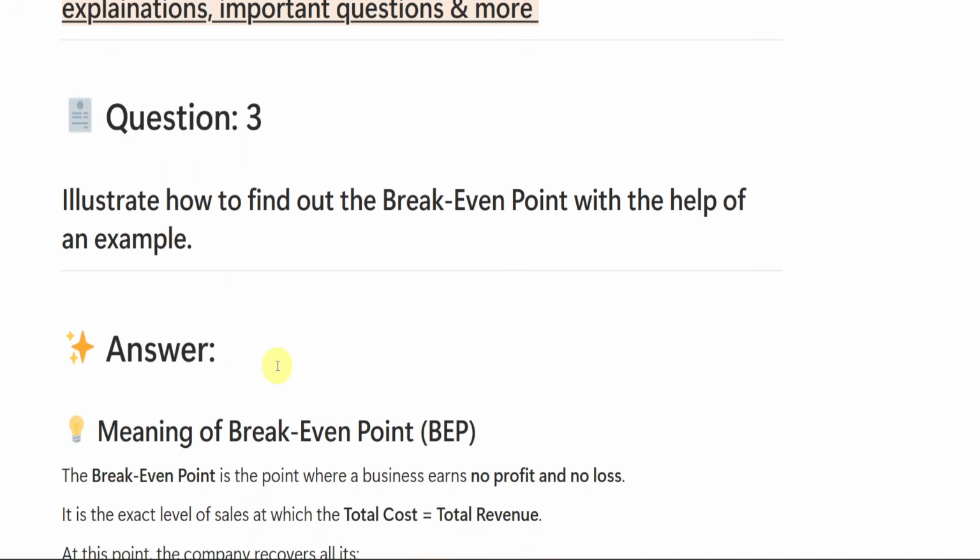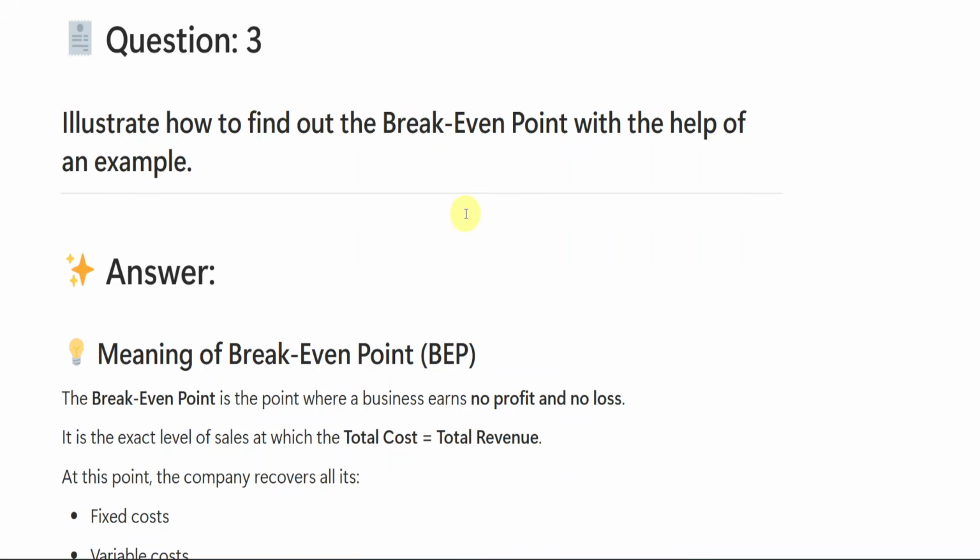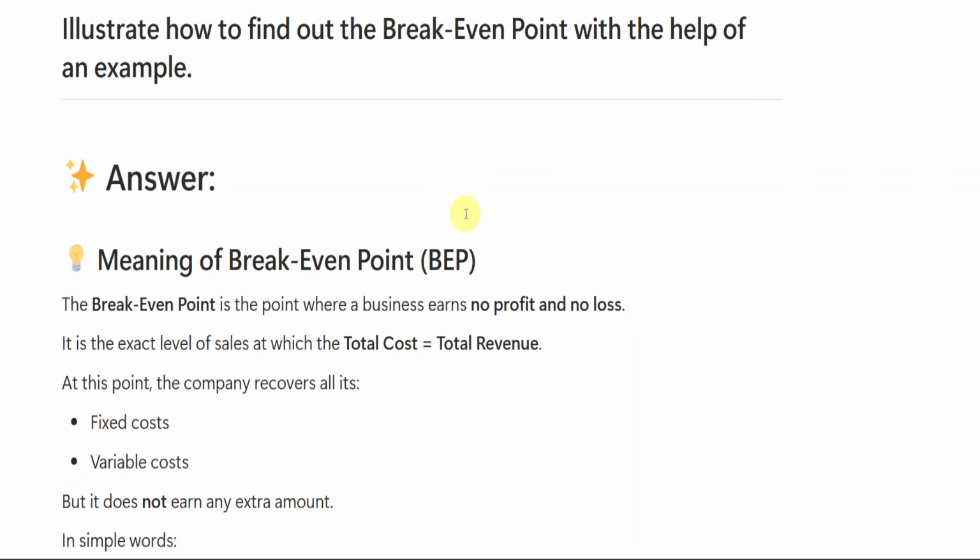Now let us have a look at the third important topic, which is illustrate how to find out the break even point with the help of an example. So students, break even point means the point where the business earns no profit, no loss. There will be no profit for the business, there will be no loss for the business. It tells us minimum sales needed to avoid loss.